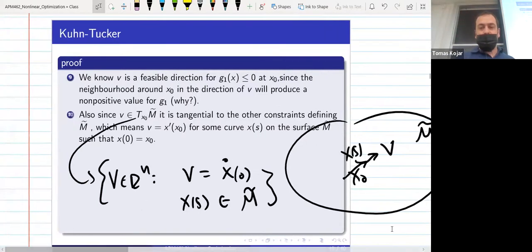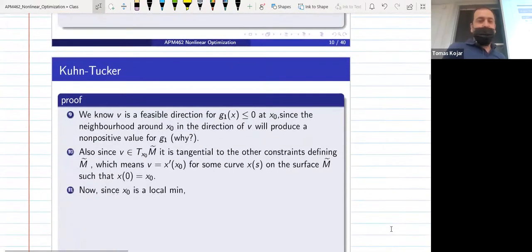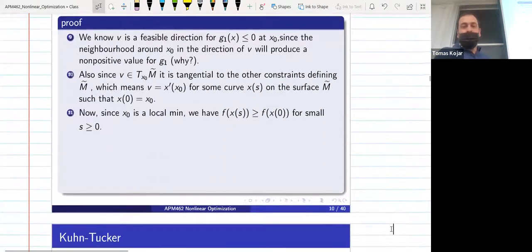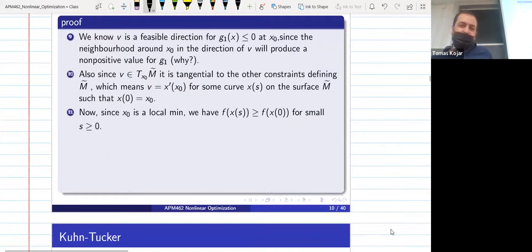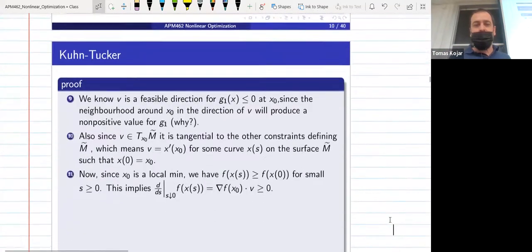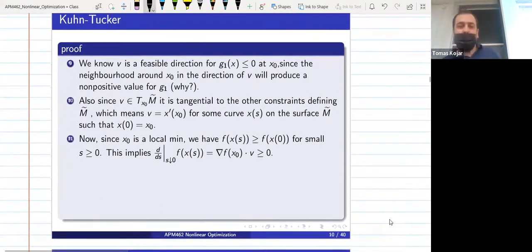So I need this because I need to do mean value theorem. That's why, whenever you see me doing this, I need to do mean value theorem. So again, x naught by assumption was a local min. So locally, this differentiable curve will increase. So this is x naught, and this is x. The function goes up. So this was our first order condition.